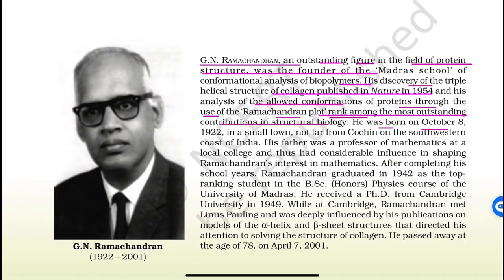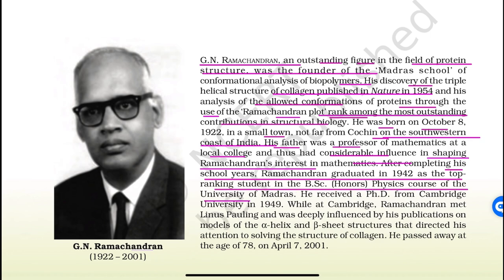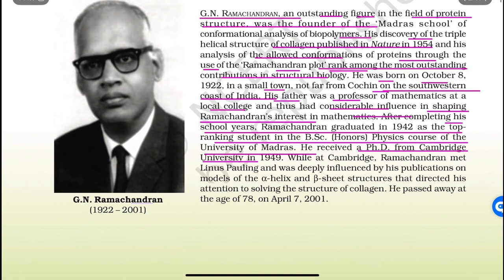He was born on 8 October 1920 in a small town not far from Cochin on the southwestern coast of India. His father was a professor of mathematics at a local college and thus had considerable influence in shaping Ramachandran's interest in mathematics. After completing his school years, Ramachandran graduated in 1942 as the top-ranking student in the BSc Honours Physics course of the University of Madras. He received his PhD from Cambridge University in 1949.